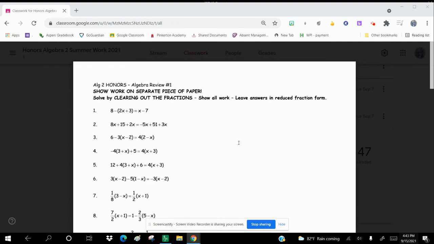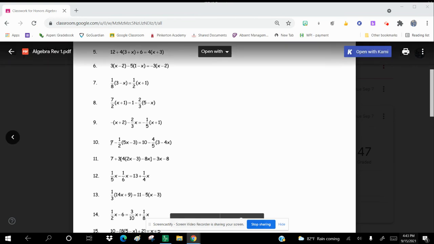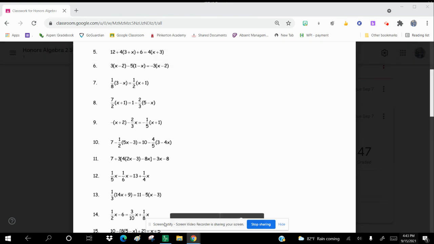All right, so this is Algebra Review 1 on your summer work. And basically, what you're practicing in this exercise is how to solve an equation that has fractions in it. So let's take a look at number 10 right here. This one has fractions in it.